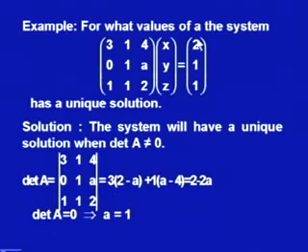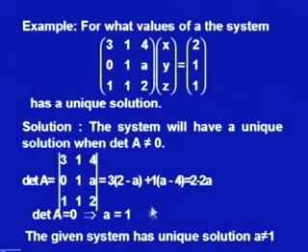So, this system will not have a unique solution when A is equal to 1. For all other values, the system will have a unique solution. So, the given system has a unique solution when A is not equal to 1. So, this is the conclusion on the basis of this.